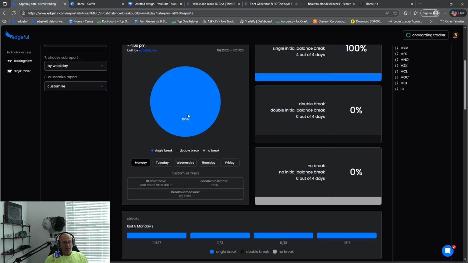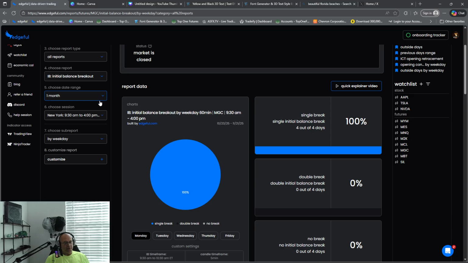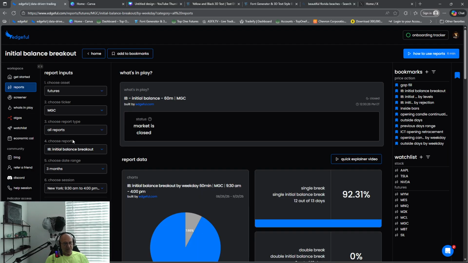We'll just start on Monday. Monday is an extremely good day to trade. It only breaks out to one side. It does not come back and break the other side, and it has always broken out over the last month, okay? So that I really like. Since that's 100%, I want to see if that drops a little.